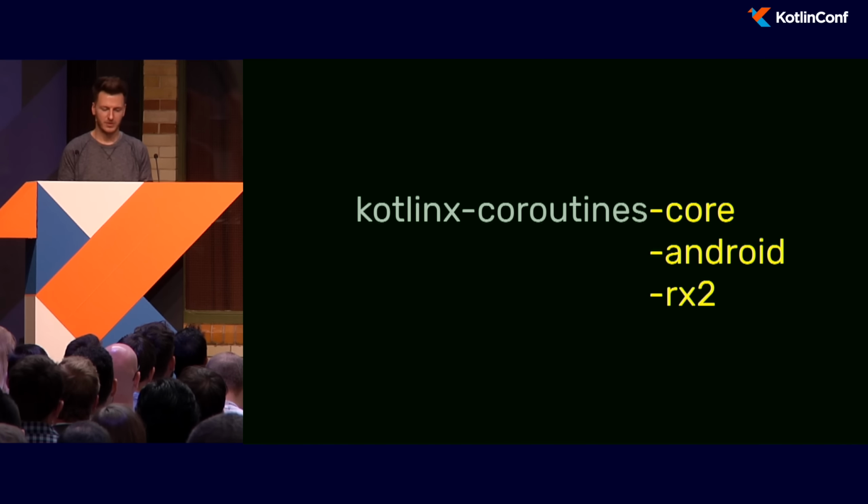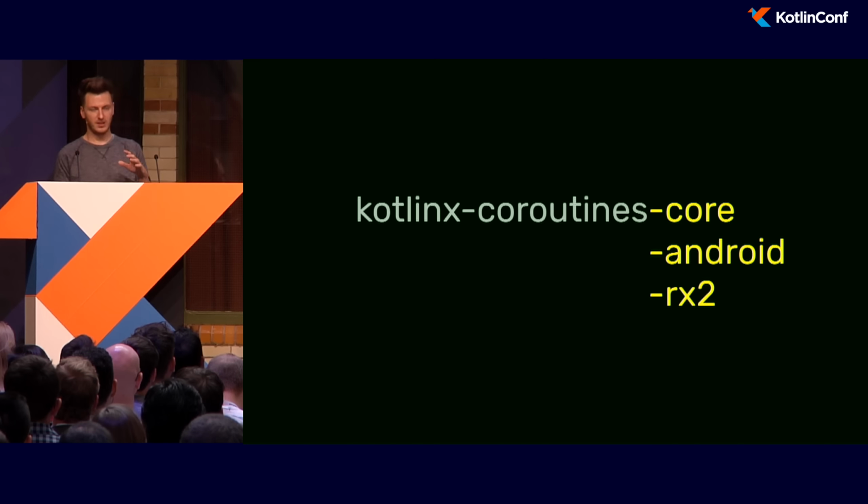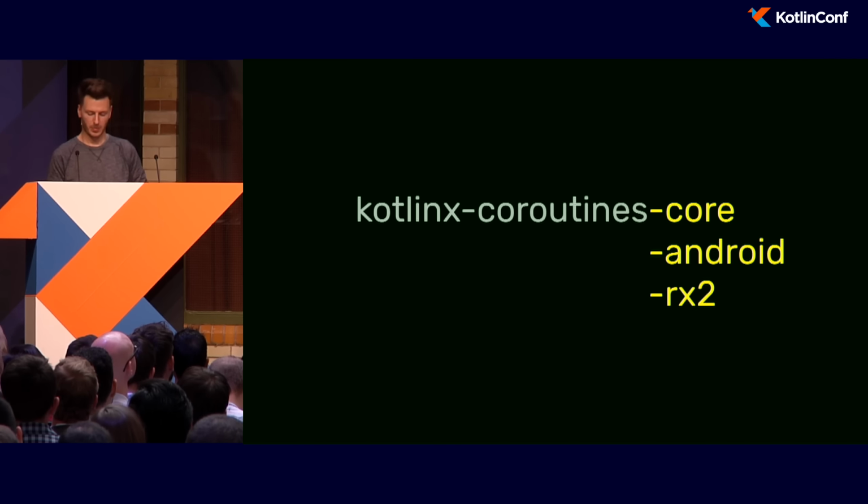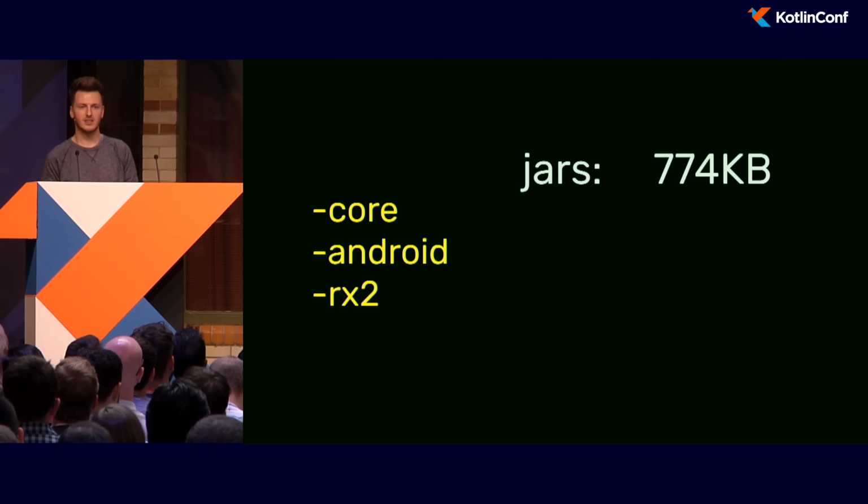So one of the things I was looking at with Coroutines is actual APK size. That's a thing Android developers have to worry about a lot. In my app, I use 3 libraries: Core, which contains the majority of what you're going to need in Coroutines; Android, which contains the Android main dispatcher; and Rx2, which is a really nice library where you can interoperate between RxJava and Coroutines. When you look at the jar size, if you just download them off Maven Central, it's about 774 kilobytes, which is actually quite large. I was surprised by that.